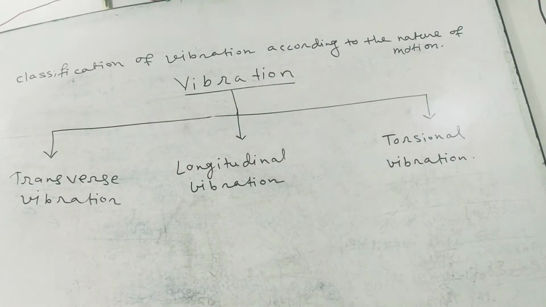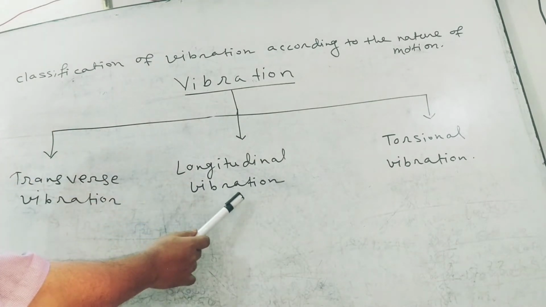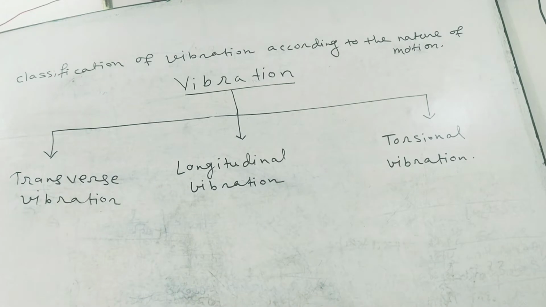Examples of vibrations are the vibration of a string, a vibration of a spring, etc. Now we can classify vibration according to the nature of motion into three categories. Vibration can be classified into three types according to the nature of motion: first, transverse vibration; second, longitudinal vibration; and third, torsional vibration.